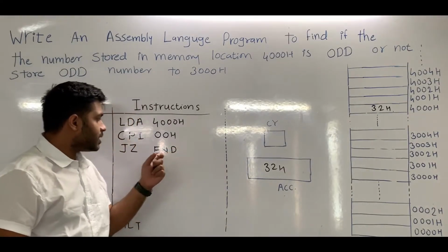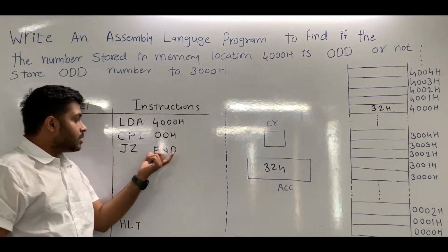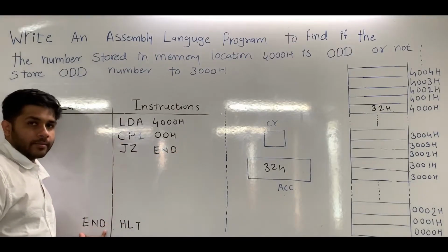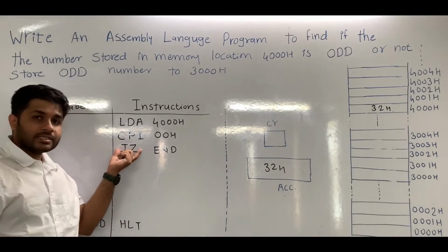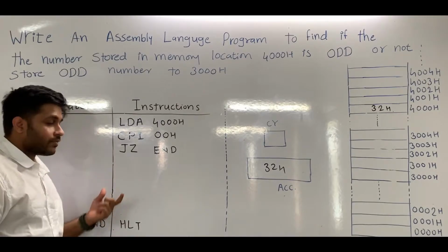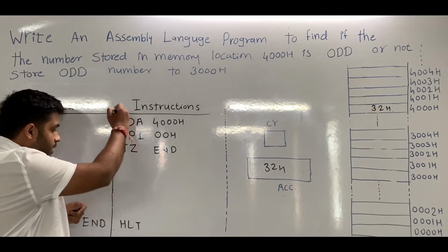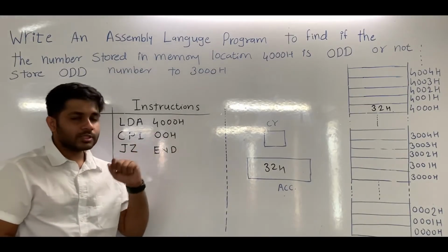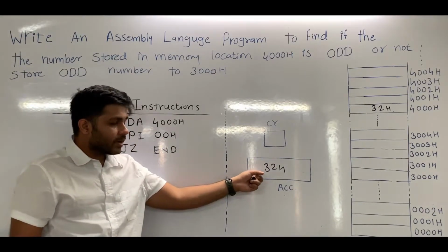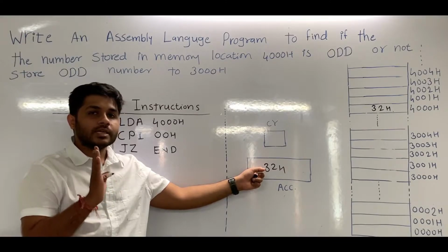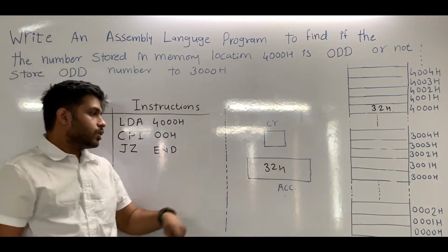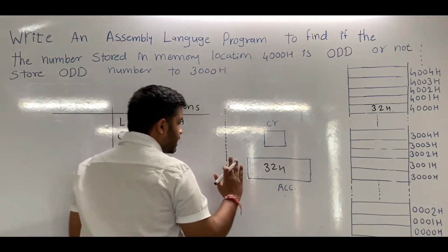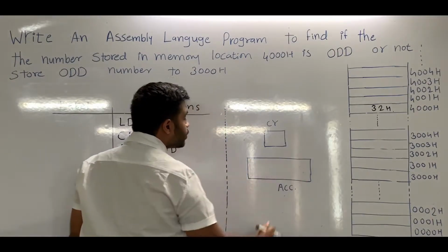So when the zero flag is not set, in that case the program will not jump to end. When the zero flag is set, in that case the program will jump to end. When the zero flag is not set, the execution of the program will be in the sequence. So when the number is not 0, we have to check if the number is even or odd. Okay? So to check, let me first write this number into binary.